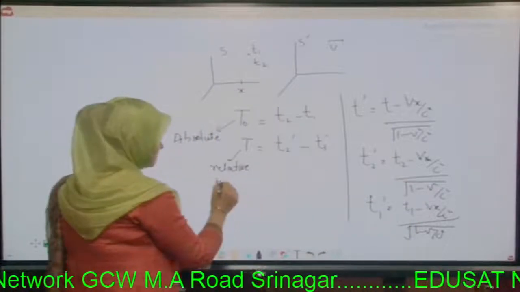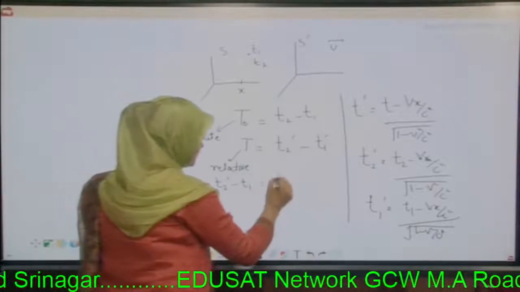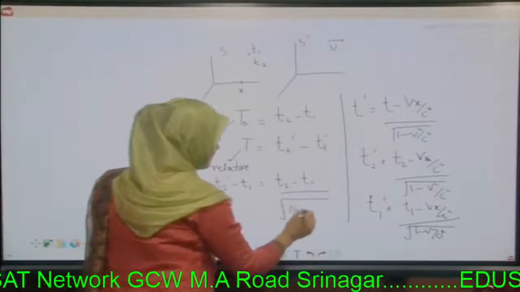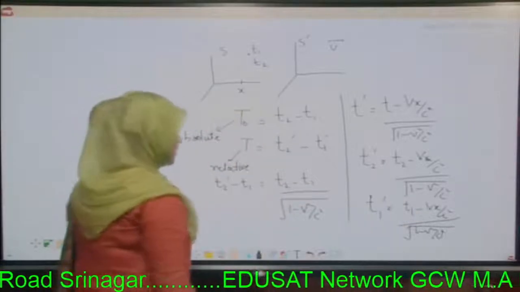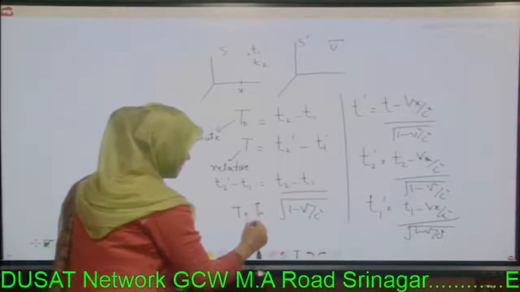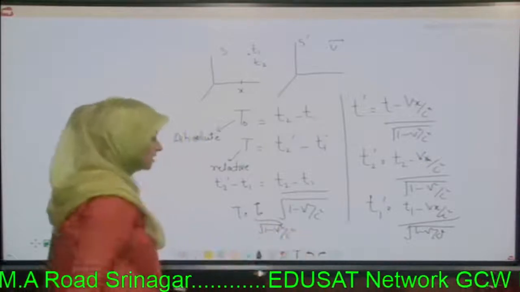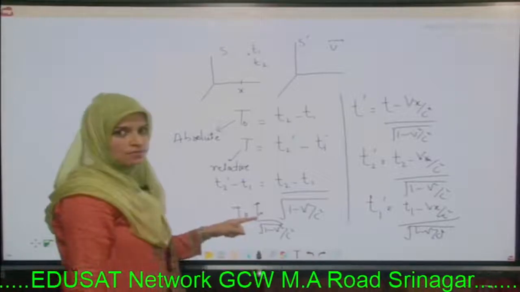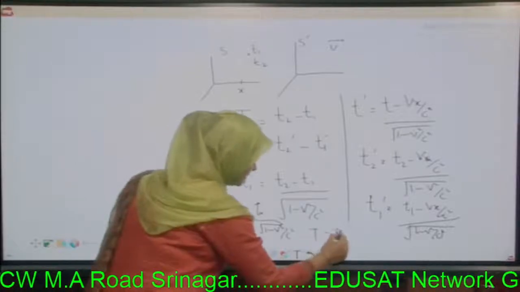So t2 dash minus t1 dash will be equal to t2 minus t1, whole divided by square root of 1 minus v square by c square. The other two factors are cancelled out, right? So what do we get? That this t is equal to t naught divided by square root of 1 minus v square by c square. Again, because this factor is less than 1, this is going to increase the value of t naught, right? So this t will be greater than t naught.